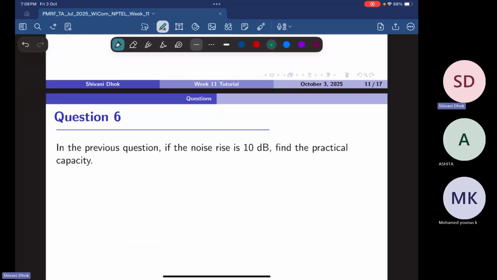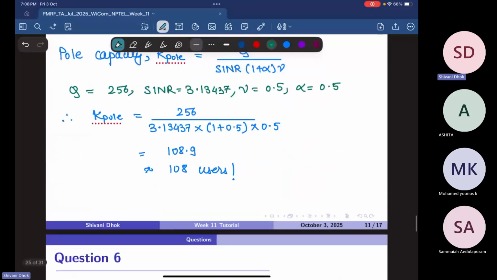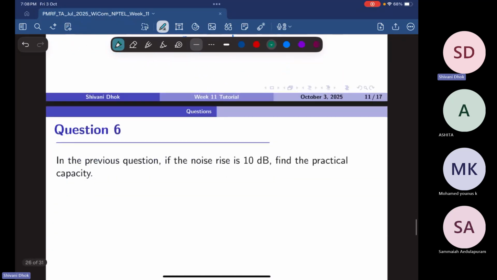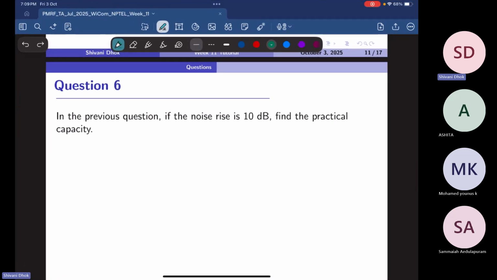Okay, so this question says that in the previous question, if the noise rise is 10 dB, find the practical capacity. For the given target SINR that we have obtained, which is basically 3.13437, we need to find what the practical capacity is when your noise rise, or total noise rise, is 10 dB.